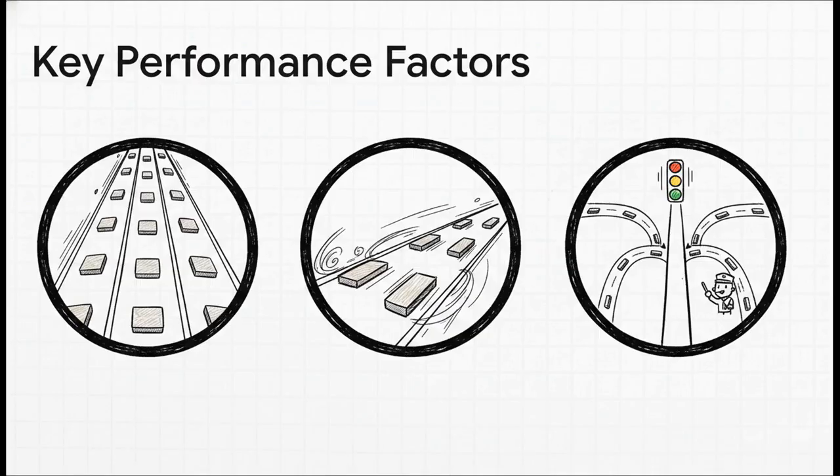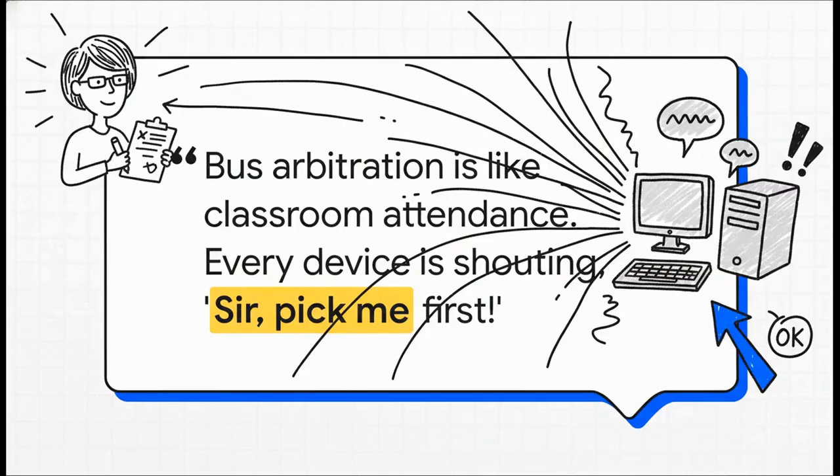And finally, and this one is crucial, bus arbitration. This is basically the traffic cop who decides who gets to use the bus and when. And this analogy is just perfect. Bus arbitration is exactly like being in a classroom where every device is raising its hand and shouting, "Sir, pick me first." The arbitration logic is the teacher, who keeps order, making sure everyone gets a turn to speak, and preventing all-out chaos and data collisions.